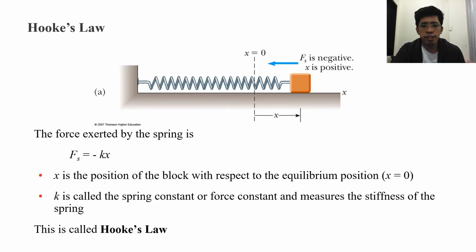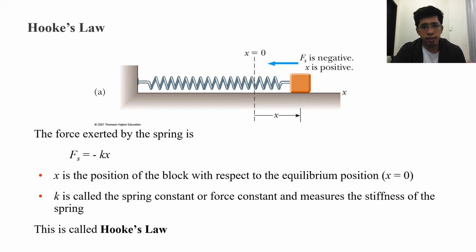We're going to discuss this in the next slides. The force negative kx that we have seen on the previous slide is what you call Hooke's law. That is the force exerted by a spring, and it's equal to Fs = -kx. So why do we have a negative in the equation for Hooke's law? It's negative because it's a restoring force.